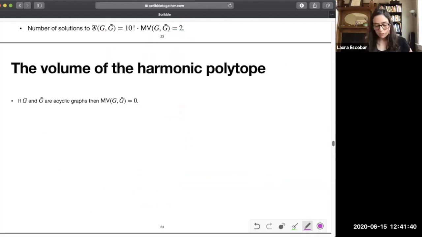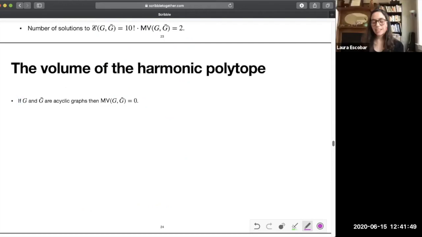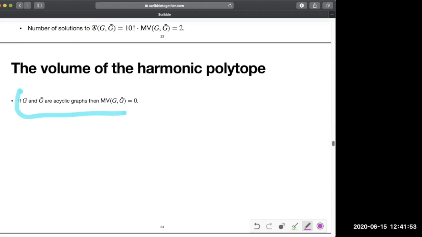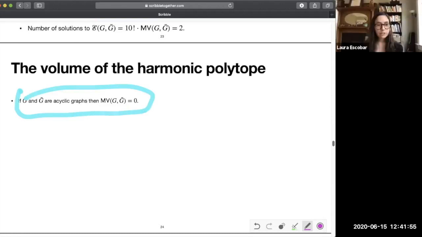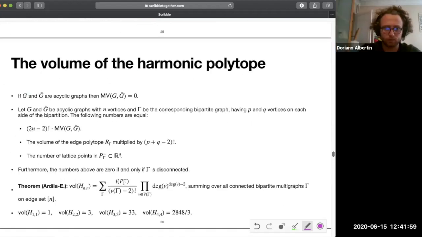So first, there's this disclaimer that if the graphs... Time's up here, so I don't want to interrupt, but is it just one more slide here? Yeah, this is just the last slide. Okay. So if you have 2 acyclic graphs, then the mixed volume is going to be 0. I'll just show it all. Yeah, why not?